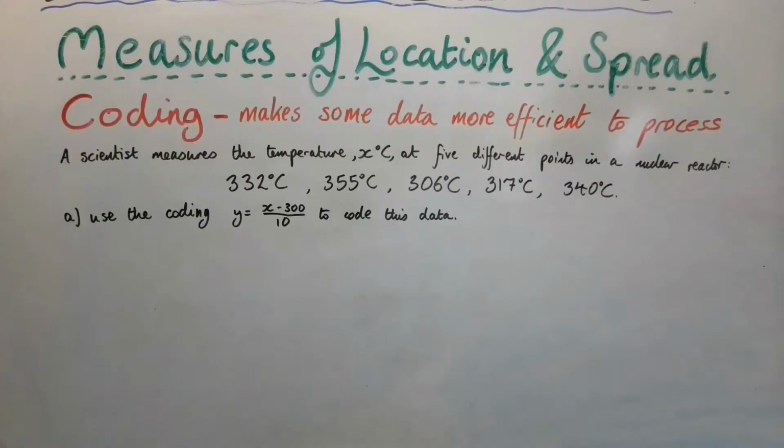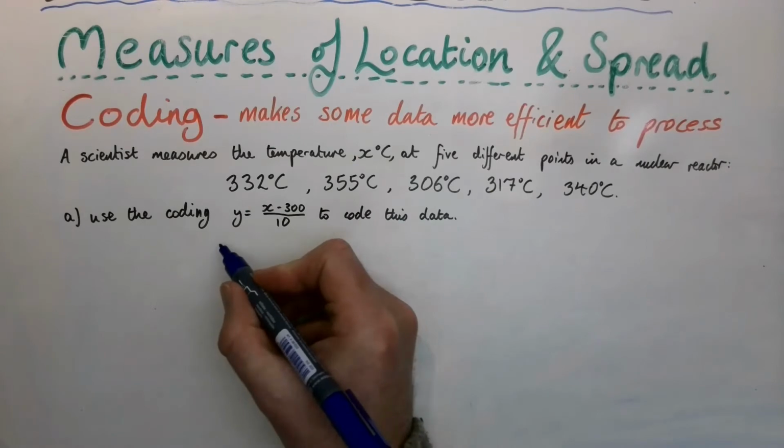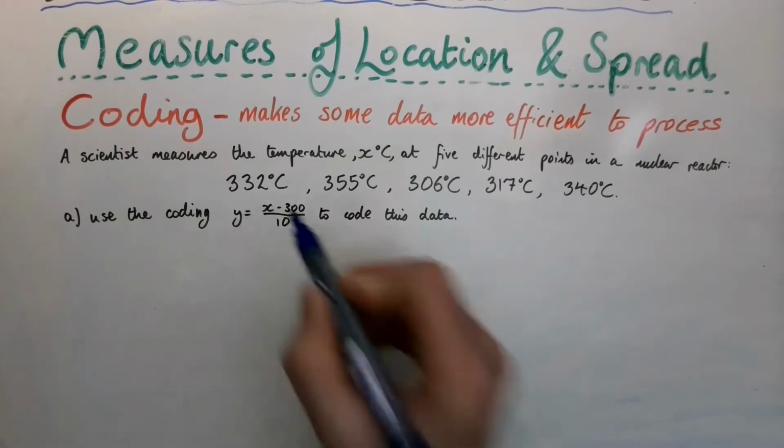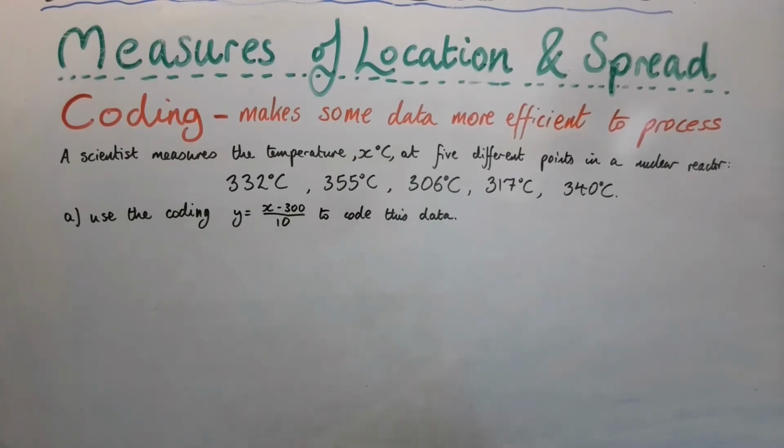So starting off here, we've got temperatures in a nuclear reactor. Boy, it gets hot in there, doesn't it? So starting off, we've got it saying use the coding x minus 300 over 10 to code this data. You could probably do that without me explaining it to you.